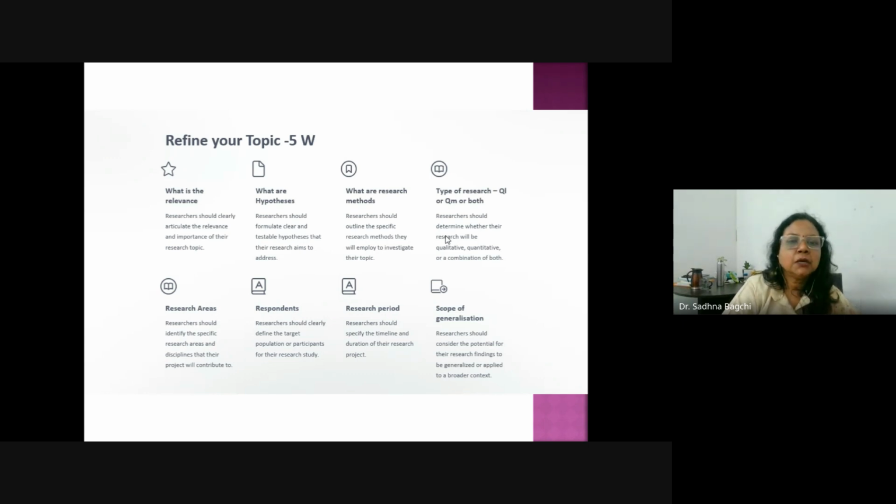What is the research area where your project is going to be conducted? Who will be your respondents? The research should be clear about the target audience from whom you are going to collect the data. Research period: the period of the study, the longitudinal period. Are you going to collect data for 5 years, or for 6 months? You should specify the timeline and duration of the research project, and the scope of generalization.